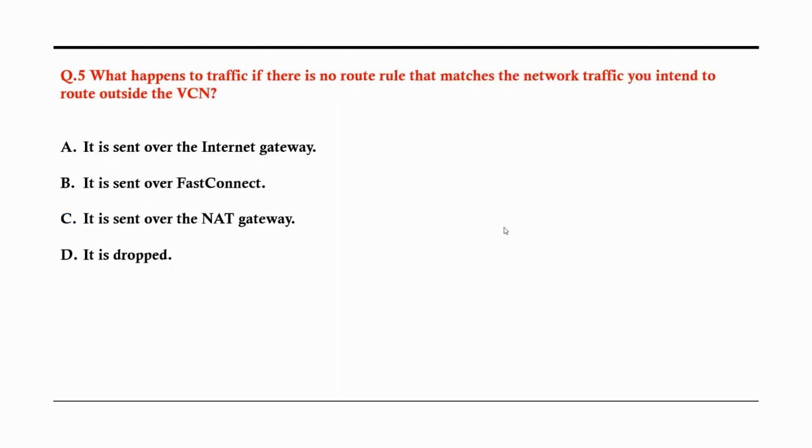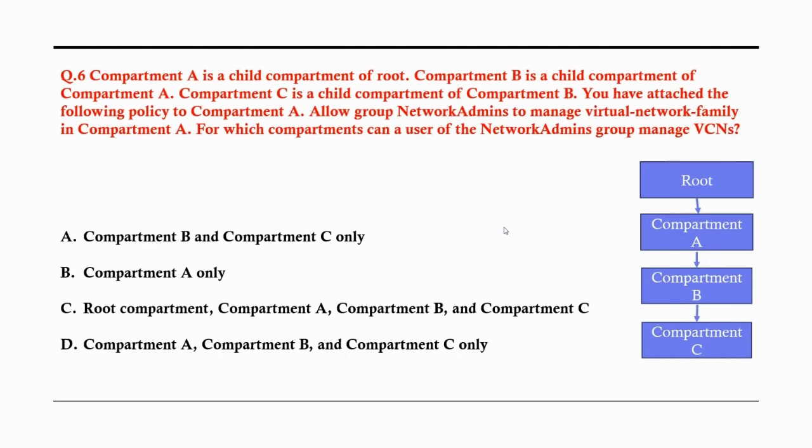Question 5. What happens to traffic if there is no route rule that matches the network traffic you intend to route outside the VCN? If there is no route, then of course the traffic will be dropped. Hence, the correct answer is D.